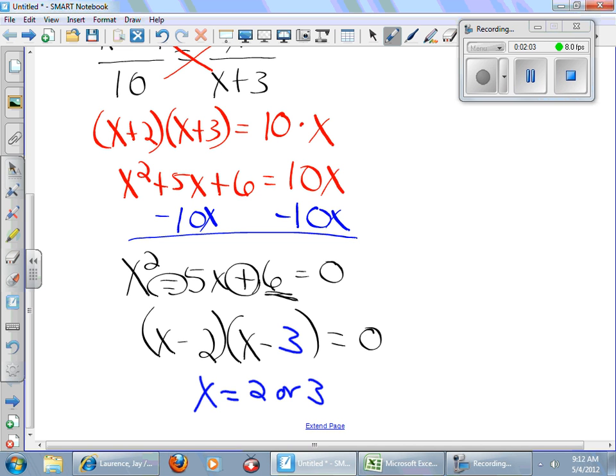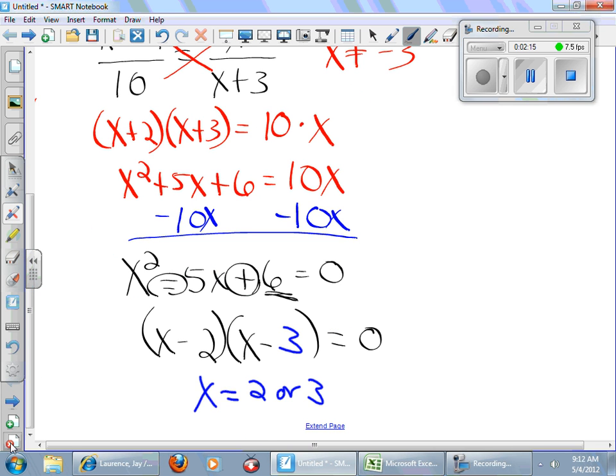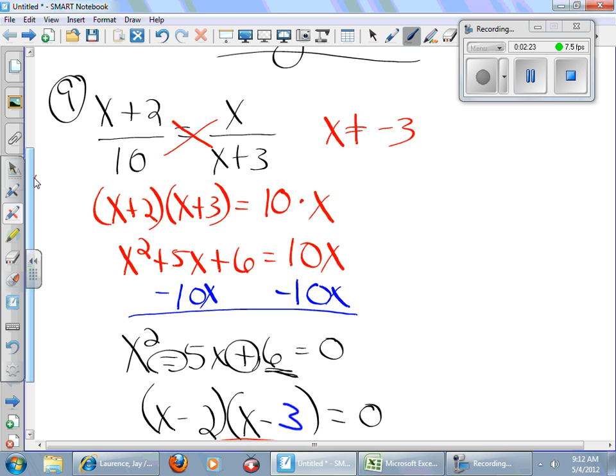I'm going to go back and check my restrictions. I look up here at the original problem, and I notice that x is not allowed to equal negative 3. I did not get that as one of my solutions, so both of my solutions are valid, and I'm good to go.